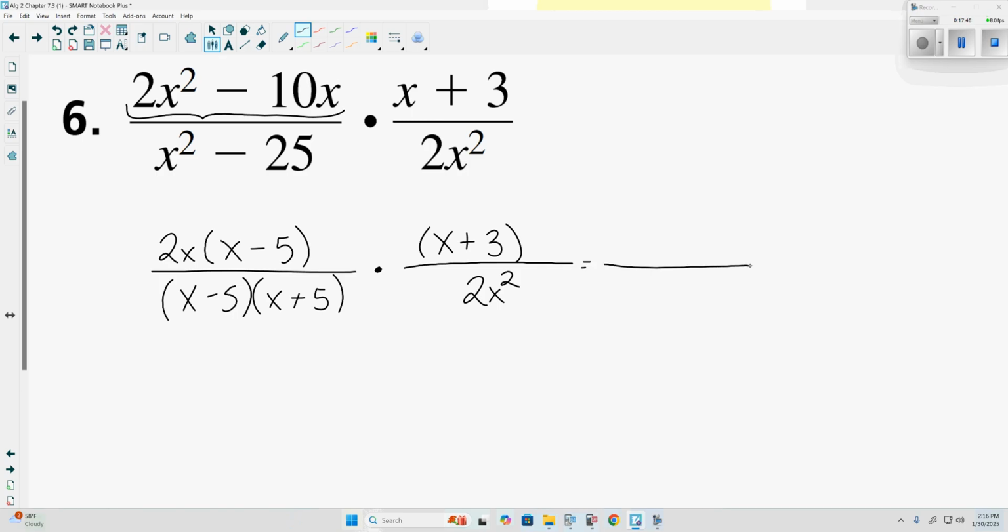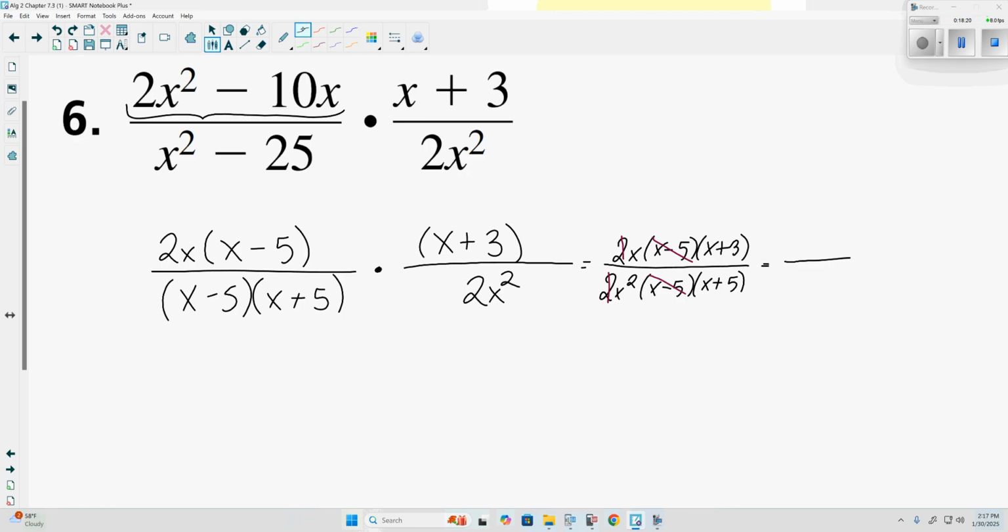Now we're going to multiply these together. So on top we have 2x times x minus 5 times x plus 3. On bottom we have 2x squared times x minus 5 times x plus 5. Let's see what's going to cancel. x minus 5 and x minus 5. And the 2 and 2 will cancel out completely.